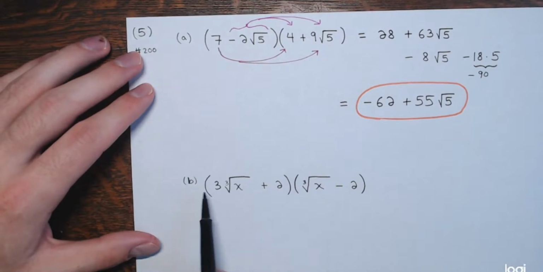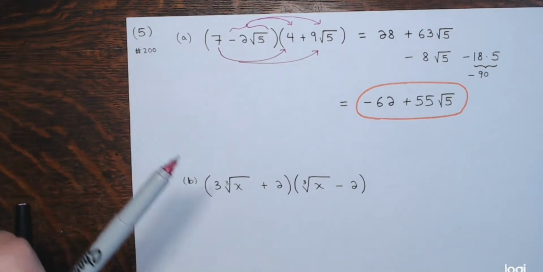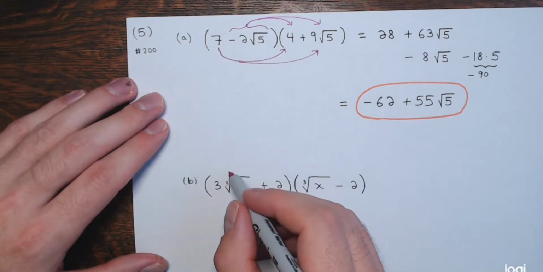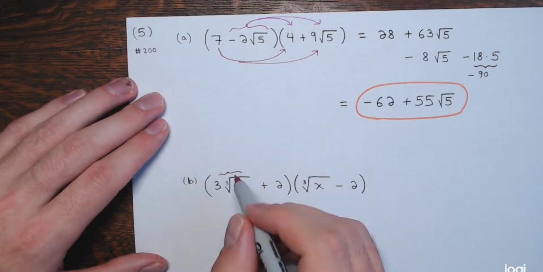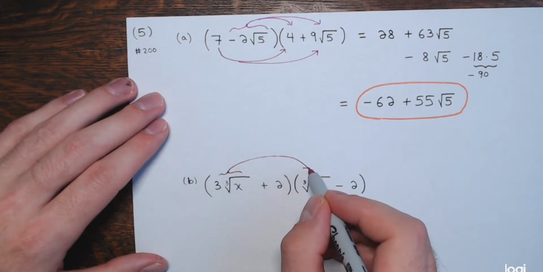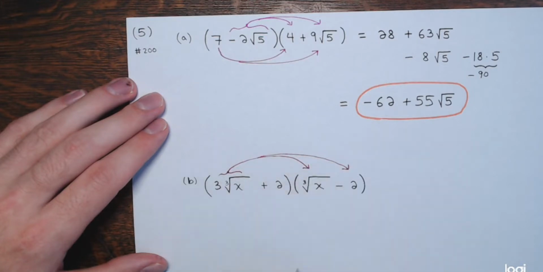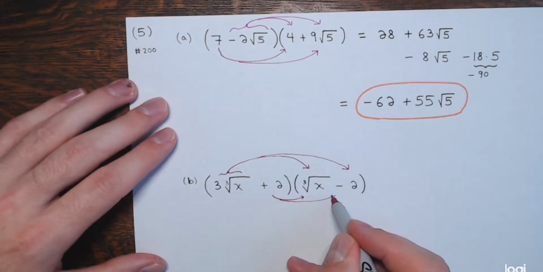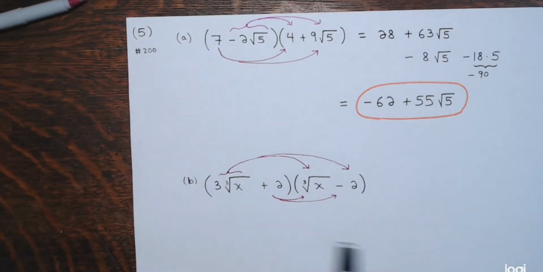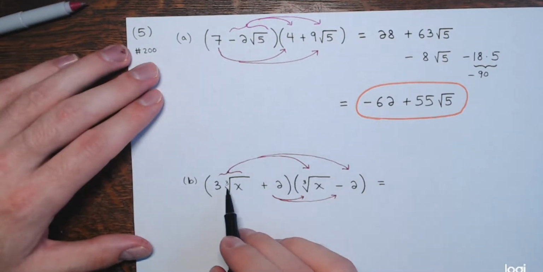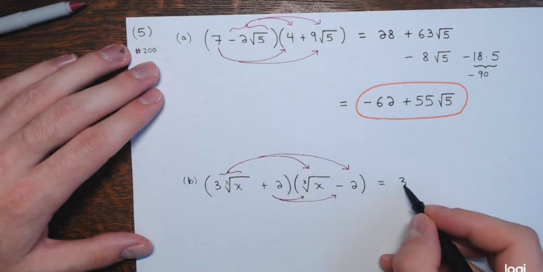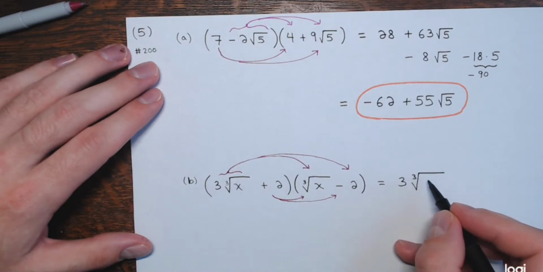Alright, part B, same stuff. Just another 2-term expression times another 2-term expression, so I'm doing lots of distributing. Taking the 3 times the cube root of x from this expression and distributing to those 2 terms, the cube root of x and the minus 2. And then I'm taking the positive 2 and distributing that as well. Alright, so the 3 times the cube root of x times the cube root of x again. The cube roots of x can be multiplied, so we have 3 times the cube root of x times x, or just x squared.